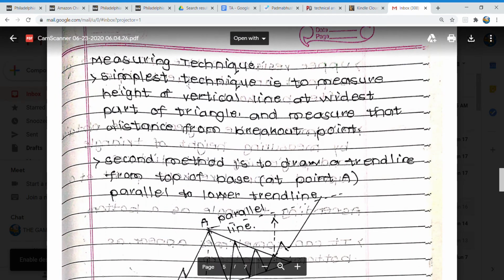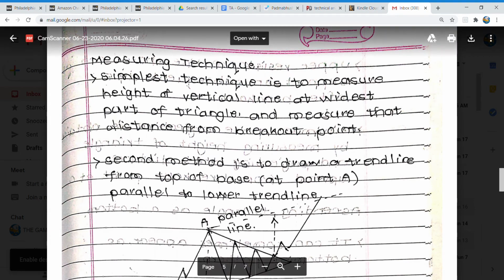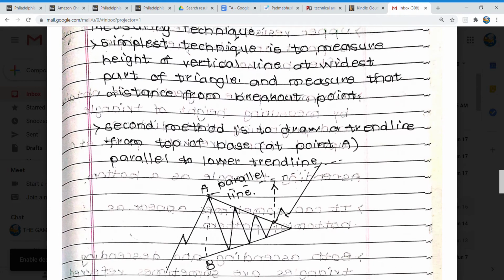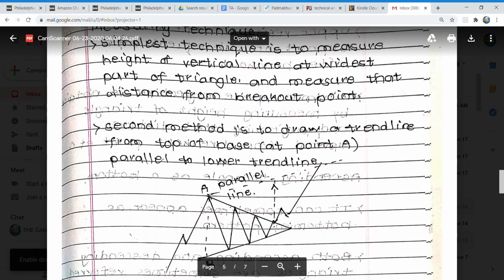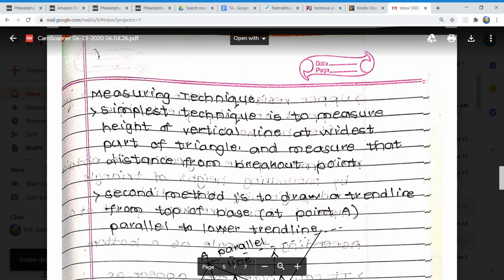Measuring technique. The simplest technique is to measure the height of the vertical line at the widest part of the triangle, that is this line from A to B. So we will measure this line. Measure the distance from the breakout point. Here there is a breakout point, then we will measure this distance from A to B. So this is the first method of measuring the breakout.